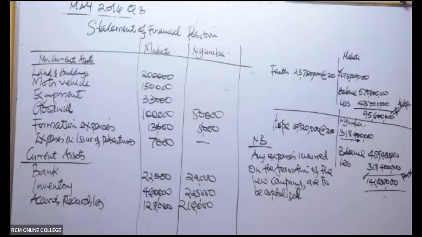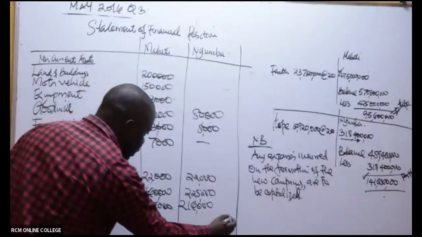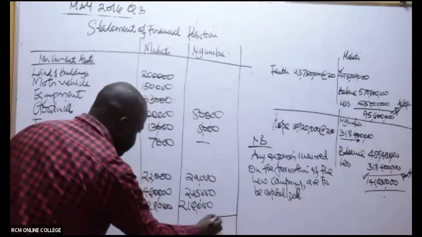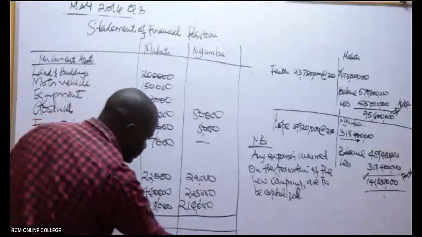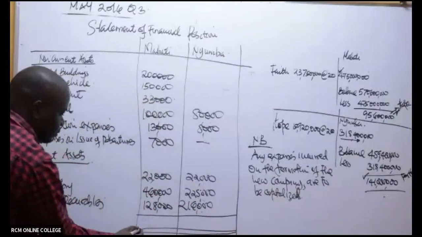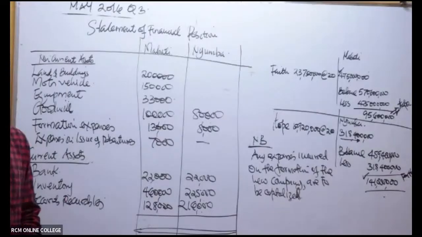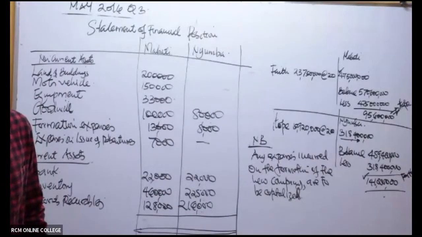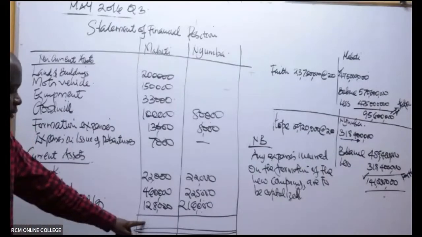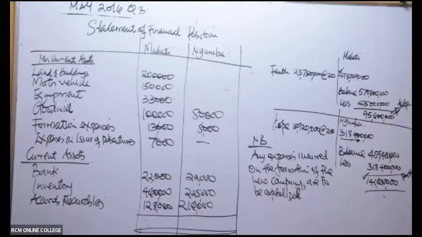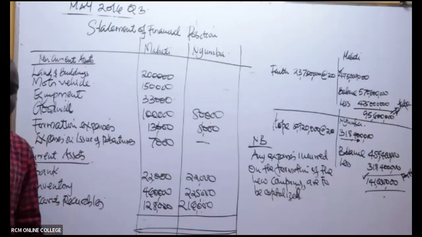So I think those are the only assets that in this case we have. And therefore in this case you can be able to get the total. So what are you getting as the total of the assets for Mabati? For Mabati, what is the total of the assets?